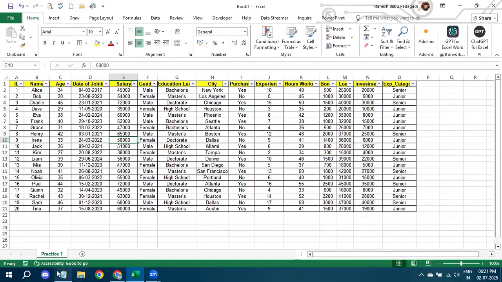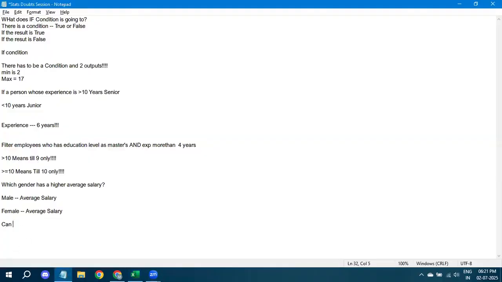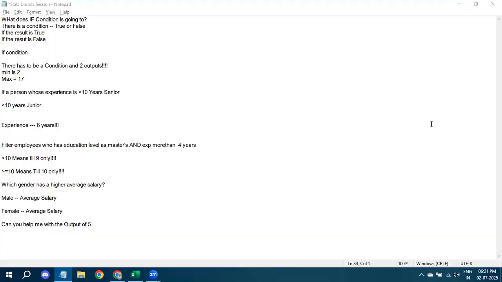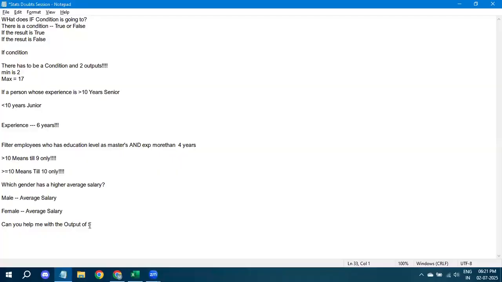Okay, you can use the pivot table. See, if I ask you, can you help me with the output of 5? How can I get the output of 5? One minute, Balkrishna, I will come to you. Can you help me with the output of 5? How many ways can I get the output of 5?